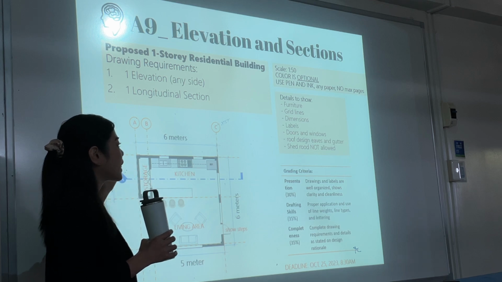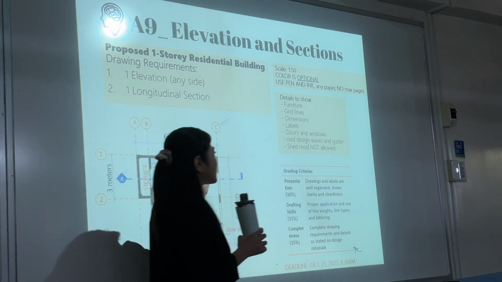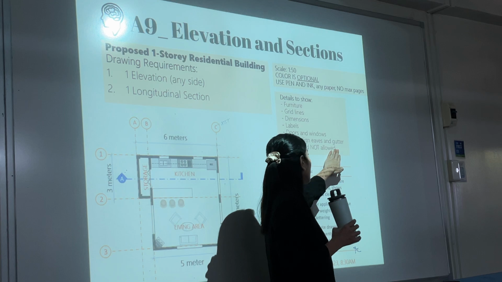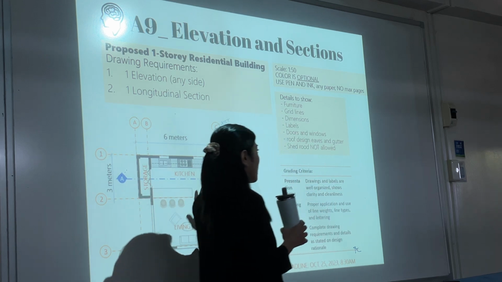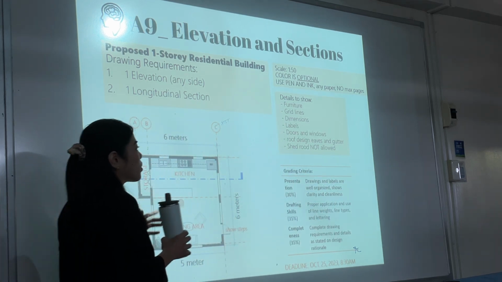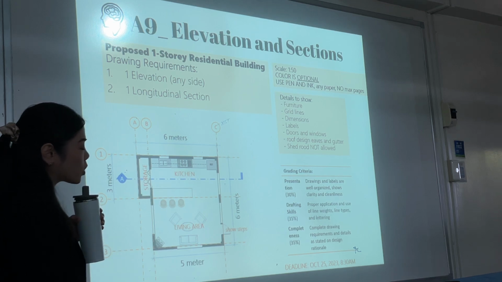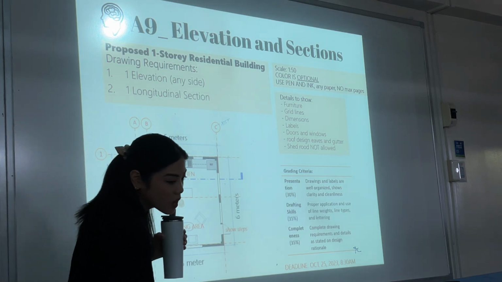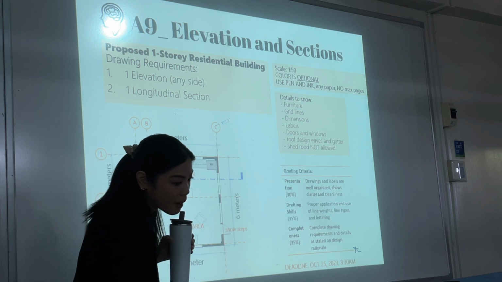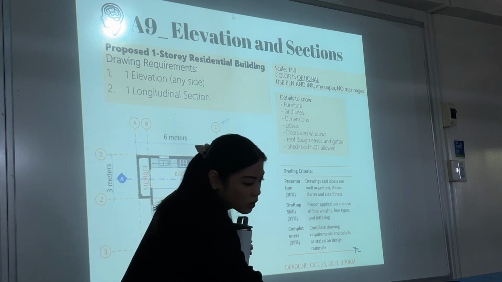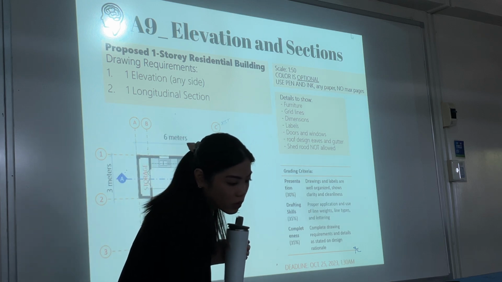Roof design is up to you. But there must be eaves and a gutter, and a shed roof, or a roof sloping in one direction, is not allowed. Deadline is October 25, the same as 1:30, same as earlier. If you want to call, you can consult, and then it's okay.